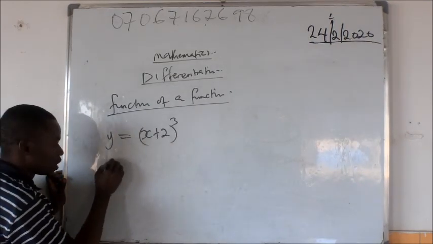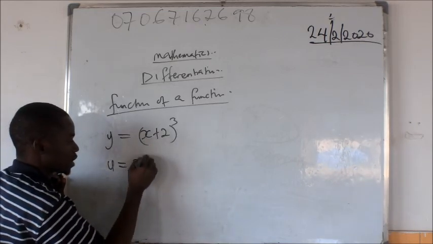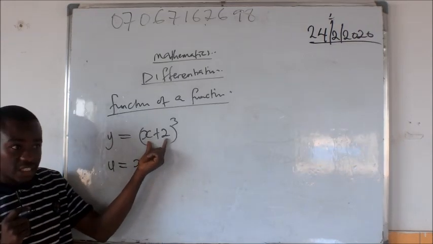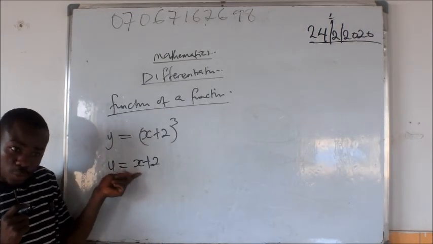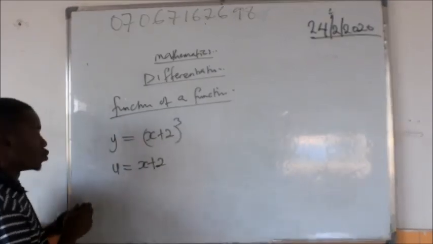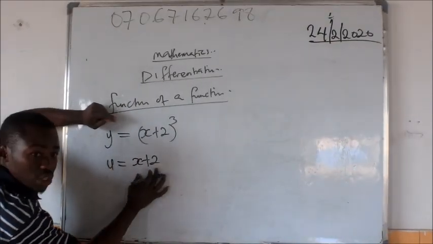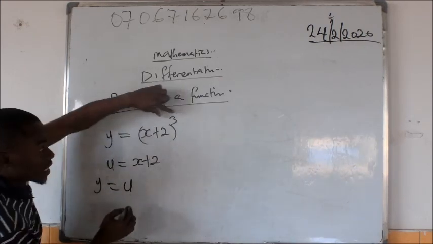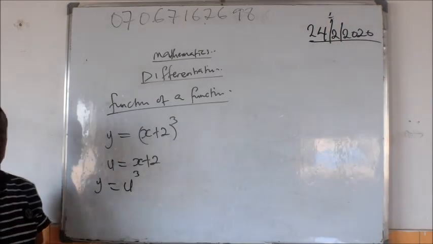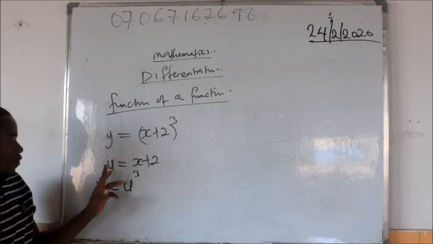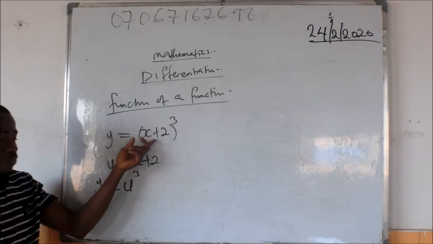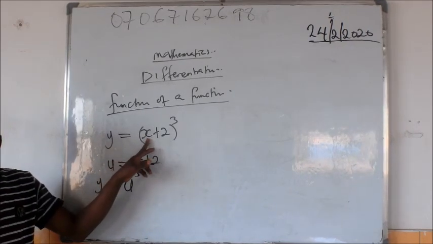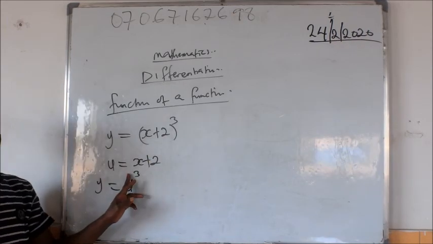You let u be equal to x + 2. This one inside the bracket, you let it be u, equal to x + 2. So you now substitute this u into the expression. You have y equal to u raised to power 3. Are you getting this down? You have substituted u equal to x + 2, and this u is used to replace the x + 2. You now have u raised to power 3.